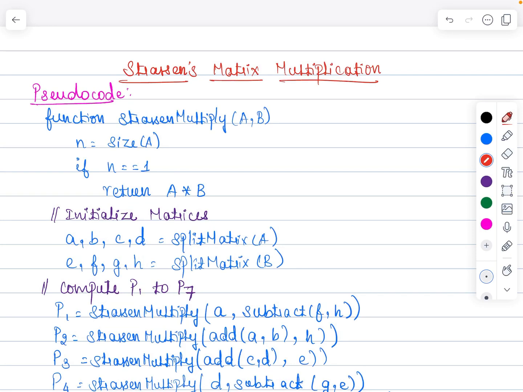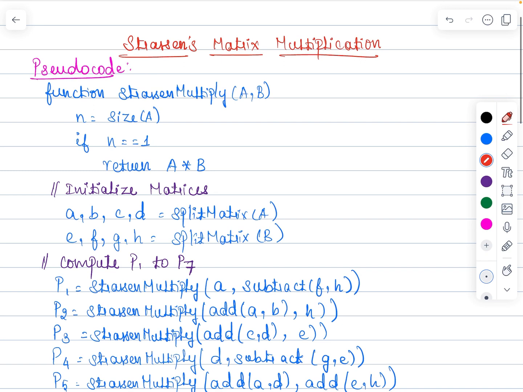In this video, I am going to discuss Strassen's matrix multiplication algorithm. Strassen's matrix multiplication algorithm is an advanced method for multiplying two matrices more efficiently than the standard traditional algorithm, which has a time complexity of big O of n cube. We all know that the traditional matrix multiplication algorithm takes big O of n cube time complexity.